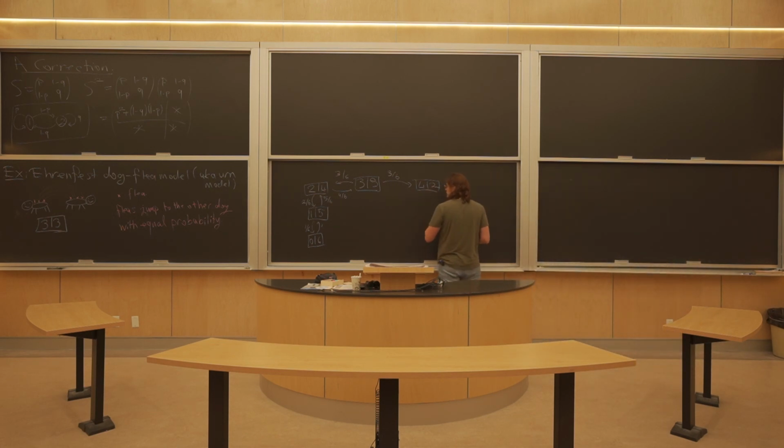Okay, so you can do the same thing in the other direction. Let me just fast forward this. 6, 0. So it's just going to be symmetric, right? Because there's nothing distinguishing the left dog from the right dog. Then that's 1. That's 1 over 6.